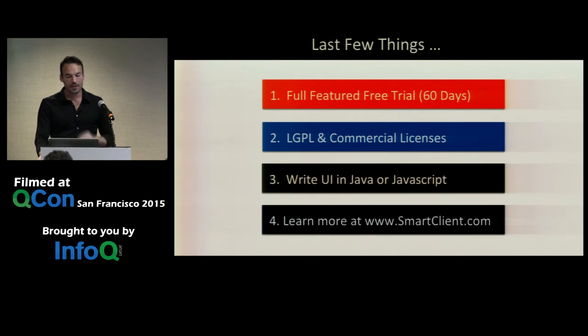Okay, so last few things to cover. This framework allows you to write either in Java or in JavaScript. One is called SmartClient, that's the JavaScript version, and the other is called SmartGWT. It uses Google's GWT to allow you to write the UI in Java. In both cases, we have an optional Java server framework. We have both LGPL and commercial licenses. The LGPL framework gives you all the UI components. The commercial license gives you the server components as well. Obviously you can download the open source version for free. There's a full-featured 60-day trial of the commercial version that's available at smartclient.com.